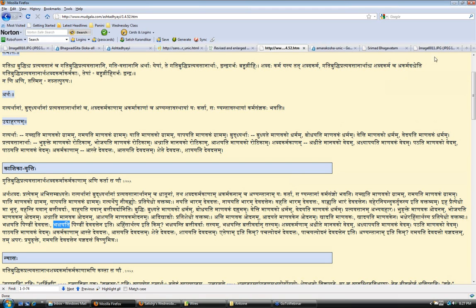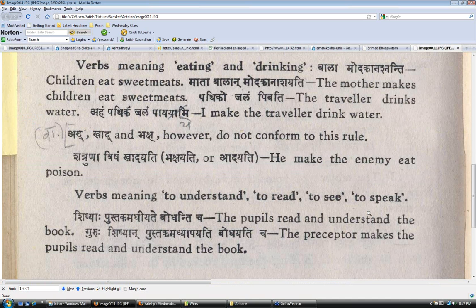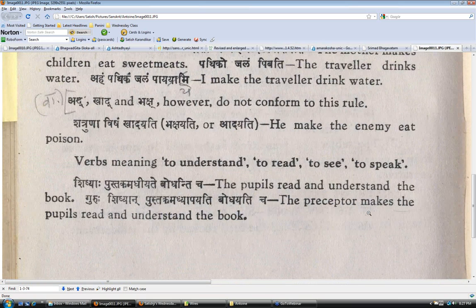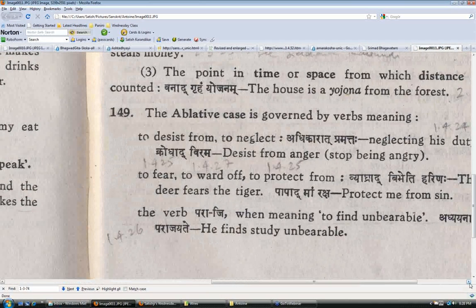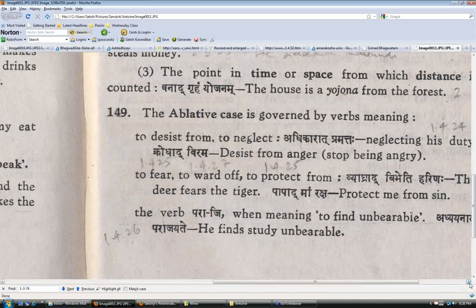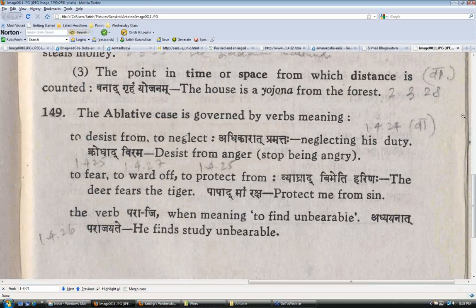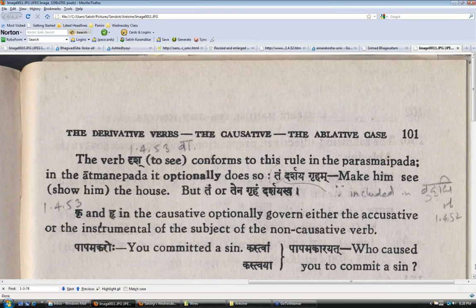Then the next thing in the book, which we already saw, is the buddhyartha: understand, read, see, speak, to comprehend anything. It says shishyaha pustakam adhite, bodhanti cha. I think he's combining those two meanings, because if you look at the next page, he has combined the shabda karma and the buddhyartha. I think what he has done in the book is combine those two to mean study.